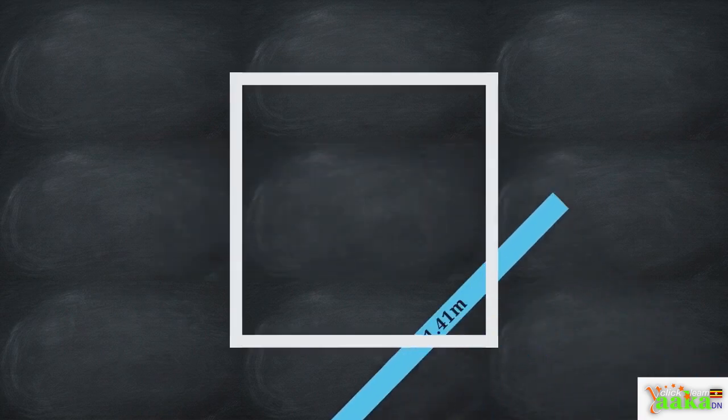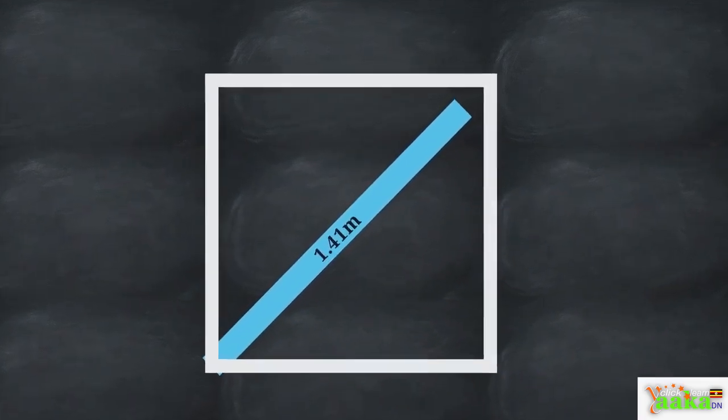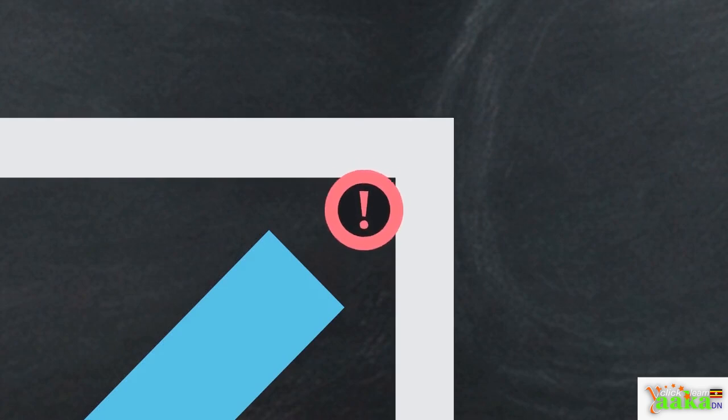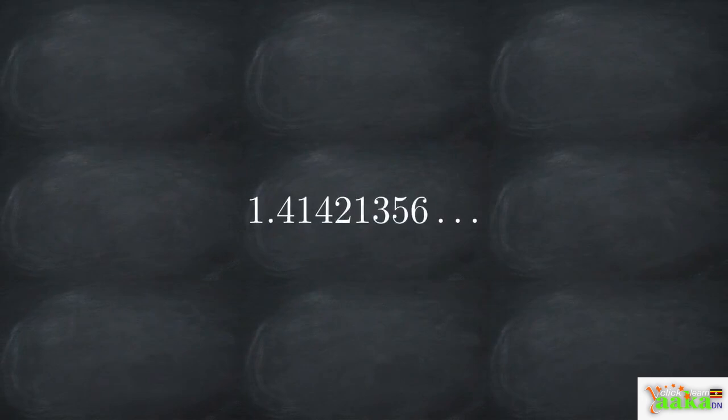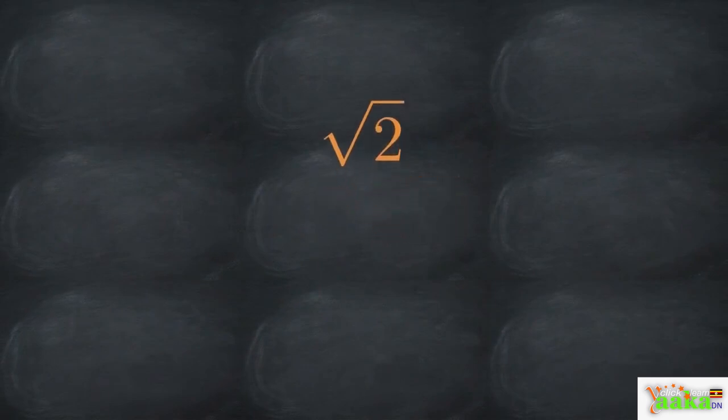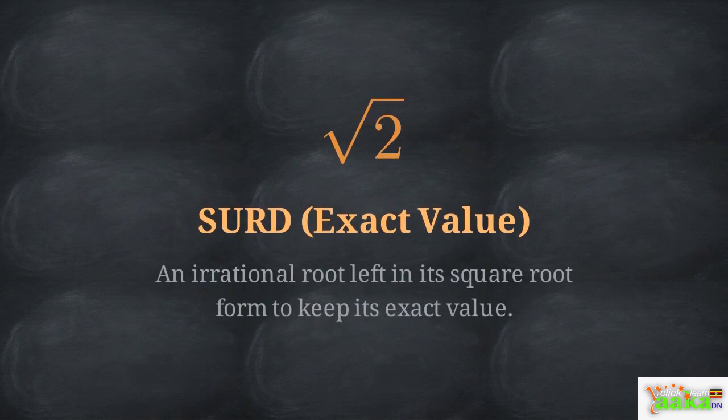If he chops off the decimal and cuts his metal at exactly 1.41 meters, the bar will be slightly too short and the window will lack structural integrity. To maintain absolute precision, mathematicians and engineers stop relying on decimals. Instead, they leave the number written exactly as a square root. We call these exact, never-ending roots surds.